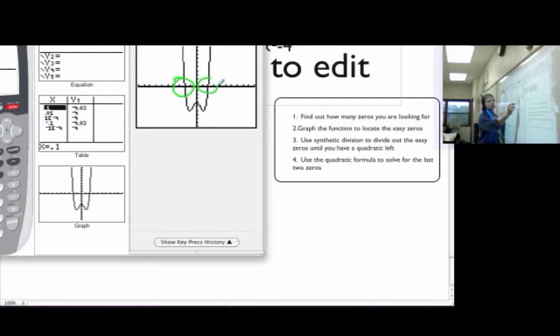Okay, what are the two easy zeros then? -2 and 2. Those are what I call easy zeros because you didn't have to do any work. You just graphed it and looked at them. Can we agree on that? That seems to be a big deal with people. -2 and 2?